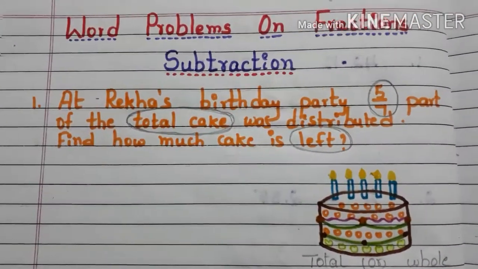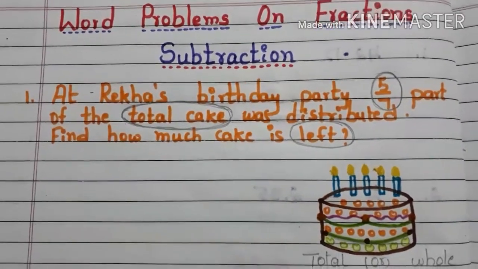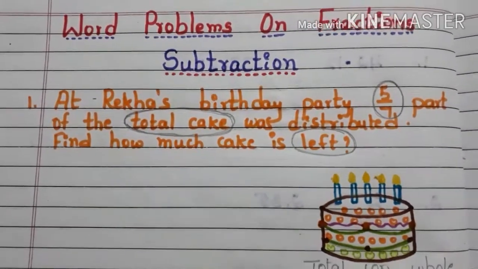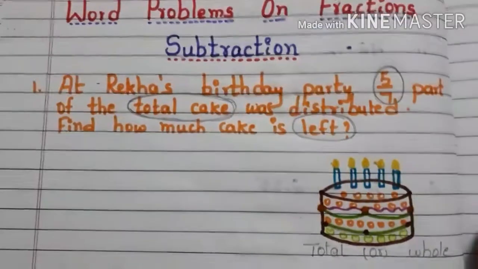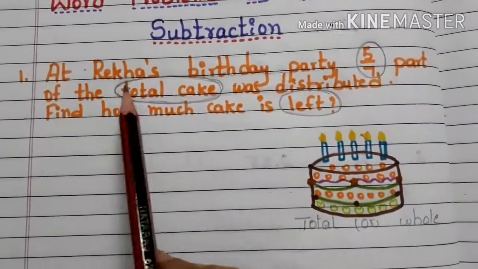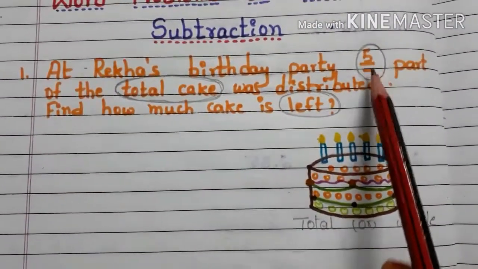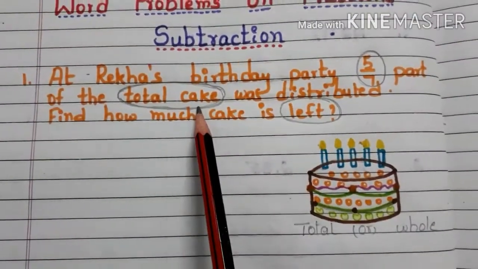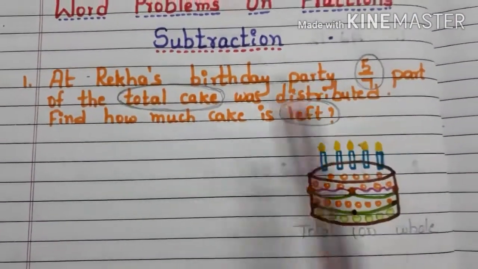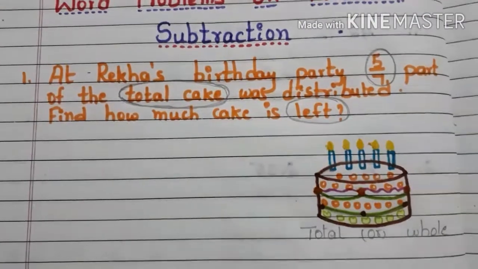In this video, we'll have a look at word problems on fractions, subtraction. So let's get started. First, let us read the question. At Rekha's birthday party, 5/7 part of the total cake was distributed. Find how much cake is left.